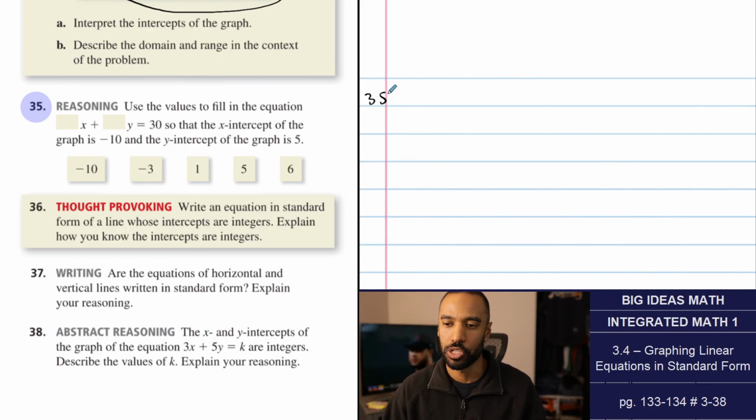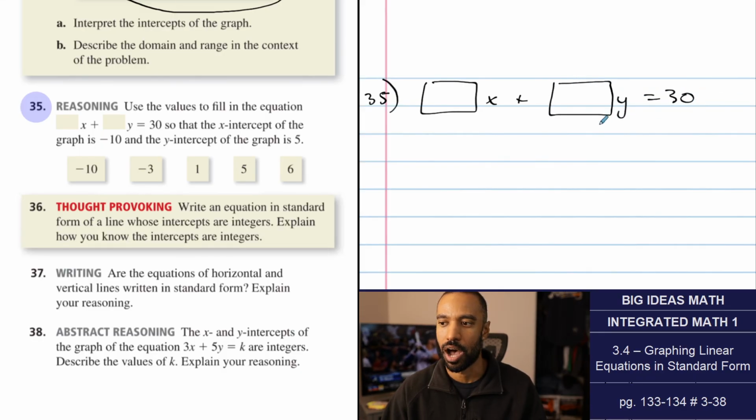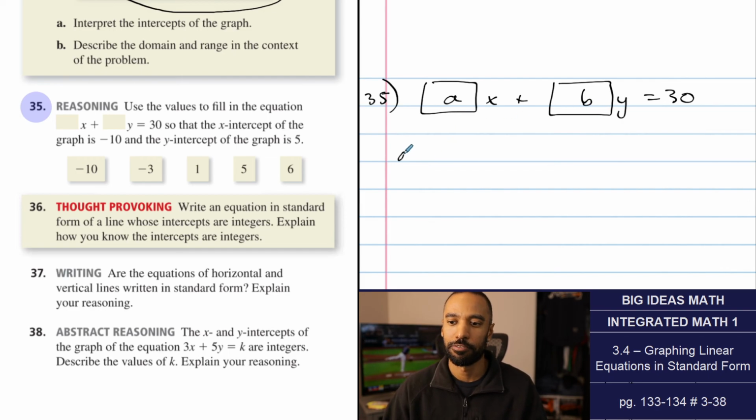Now, we won't play guess and check on this, and I want to give an algebraic setup for this. This x plus this y equals 30. Honestly, I want to say ax plus by equals 30. Remember, for our x-intercept, we would set y equal to 0. That means some number times x is 30, so we divide both sides by a to get the x-intercept. X is 30 over a.